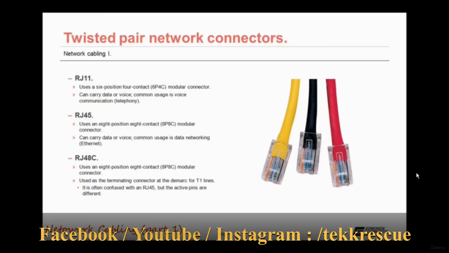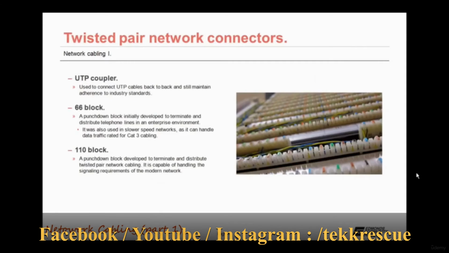And as I said just a moment ago, it's often confused with the RJ45, but the active pins are different. Then we have the UTP coupler, the unshielded twisted pair coupler. It's used to connect UTP cables back to back and still maintain adherence to industry standards.